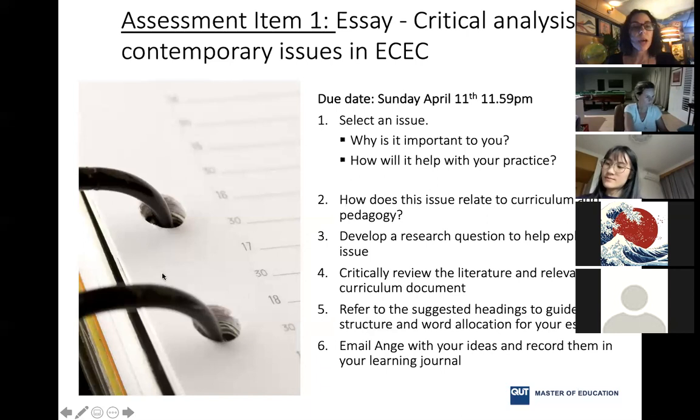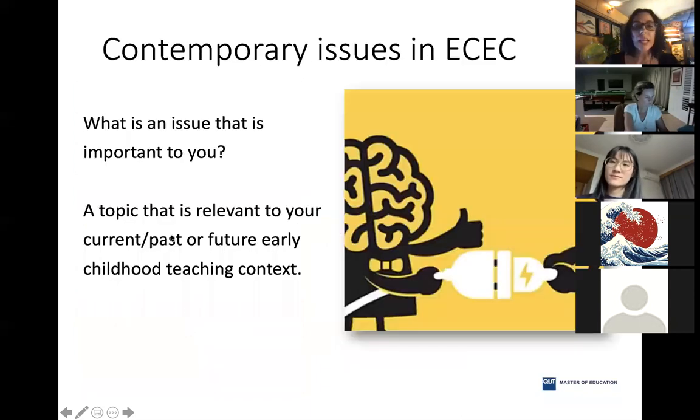Okay, so did any of the readings that you looked at this week inspire you in terms of ideas for your topic, for your critical essay?